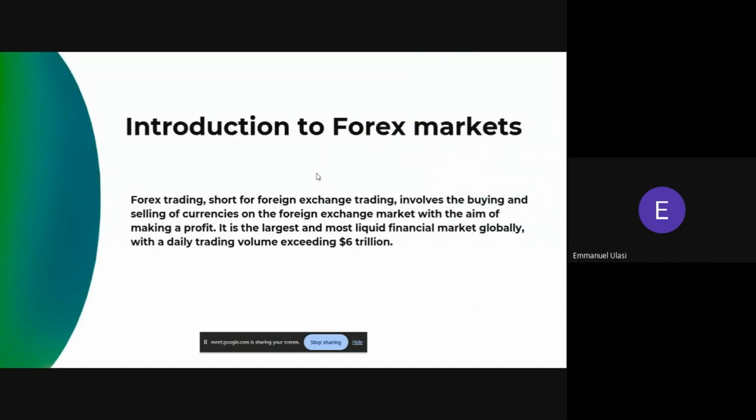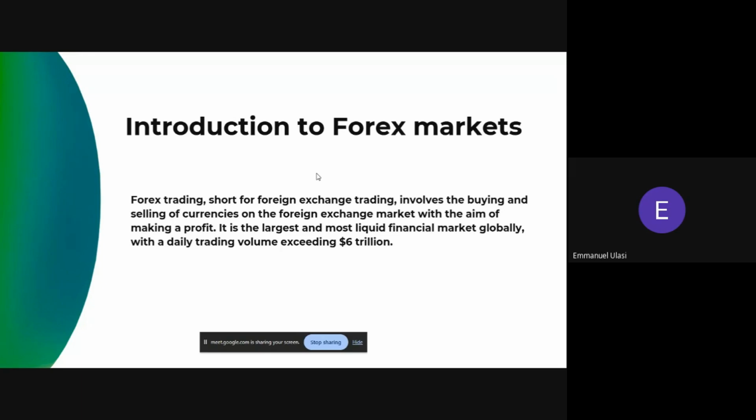So what is Forex trading? Forex trading is short for the foreign exchange market, which involves the buying and selling of currencies with the aim of making a profit. It is the largest and most liquid financial market globally, with a daily trading volume exceeding $6 trillion.